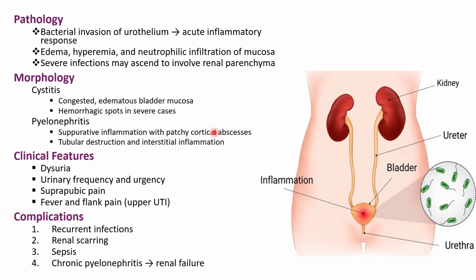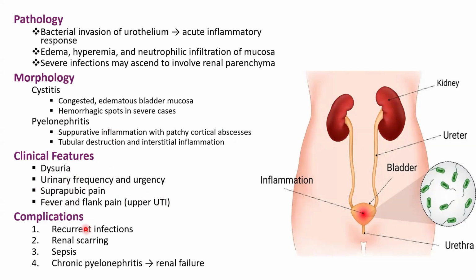And so what will be the clinical features of a person with urinary tract infections? One, difficulty or pain while urinating, dysuria. The person has urinary frequency and urgency. In addition to that, the person will have pain in the flank region. And of course, given that it's an infection, you'll have fever.